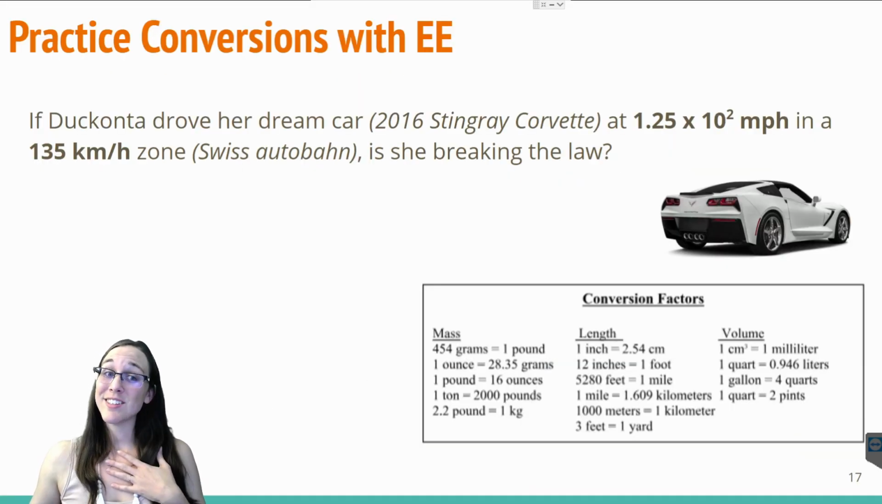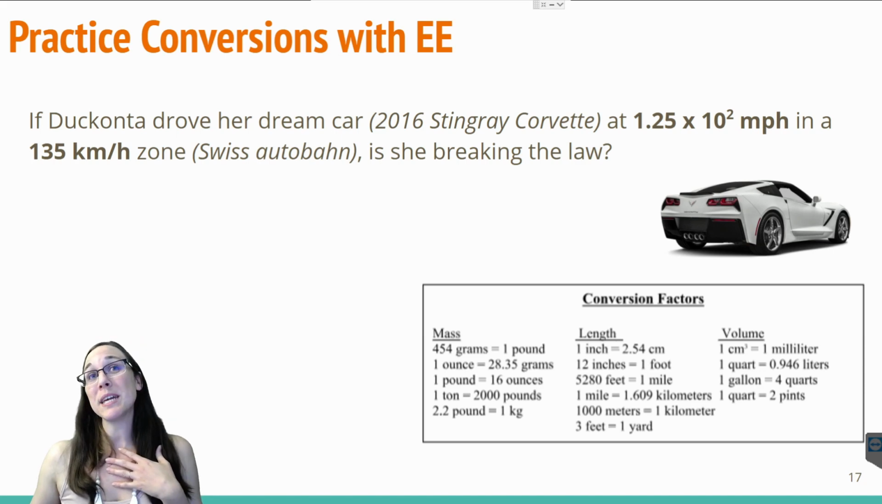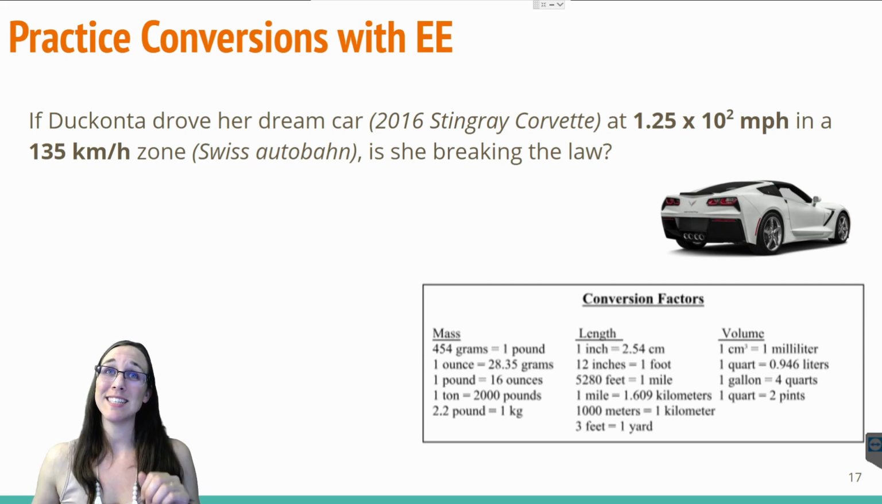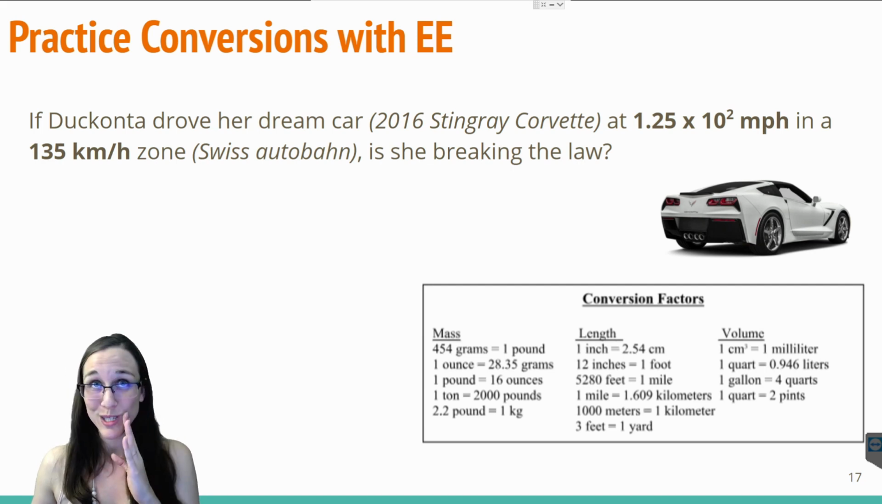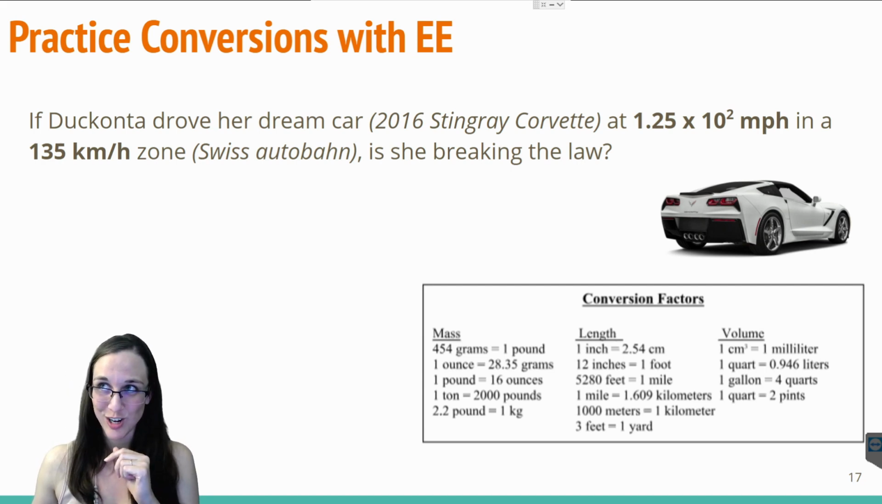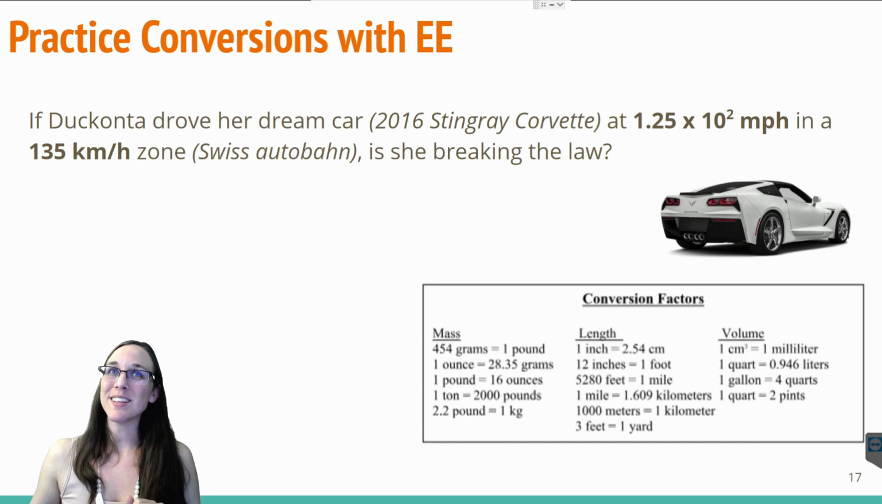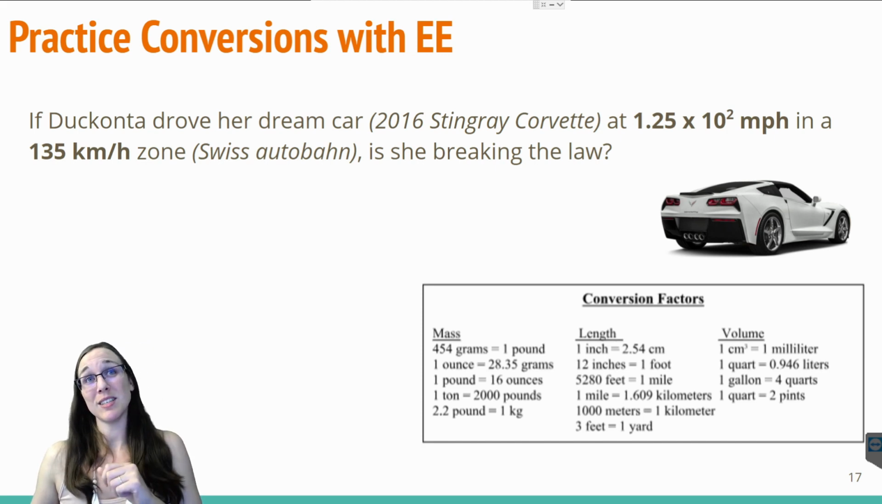If I, Dakanta, drove my dream car, a Stingray Corvette, dreamy, at 1.25 times 10 to the second miles per hour in a 135 kilometer per hour zone on the Swiss Autobahn, obviously not in the United States. Please don't arrest me if you happen to be a cop. Is she breaking the law? Am I breaking the law if I drive this fast on a Swiss Autobahn?